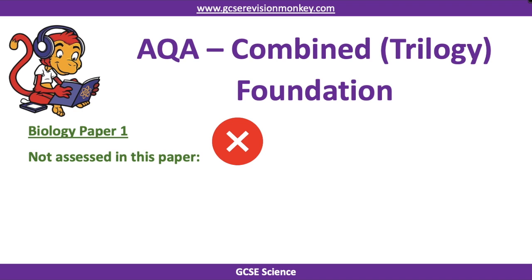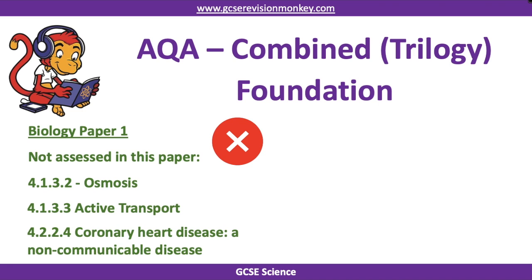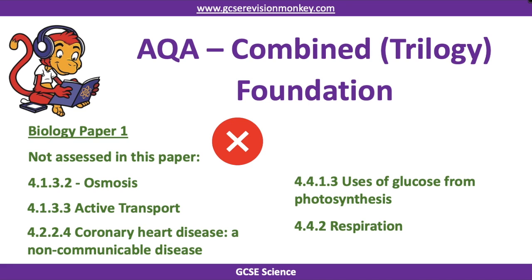So first of all, we'll run through what won't be assessed on the paper, and these are the following topics: osmosis won't be assessed, active transport, coronary heart disease, uses of glucose from photosynthesis, and respiration.